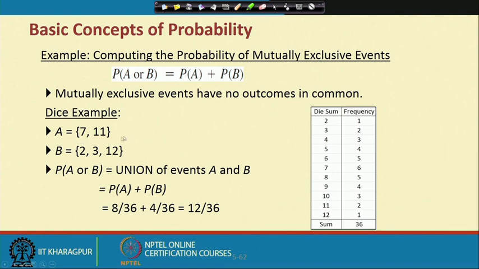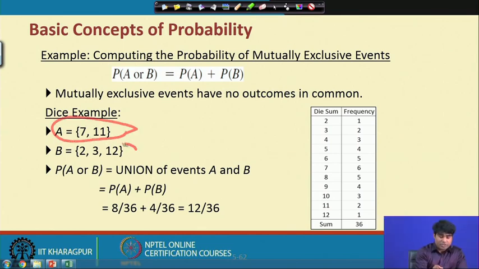Same thing here. A is the event of occurrence of 7 and 11, and B is the occurrence of 2, 3 and 12, right. 7 and 11 we have already discussed earlier, that is nothing but 8 by 36. And the occurrence of 2, 3 and 12 is 1 by 36, 2 by 36 and 1 by 36, which comes to 4 by 36. So the probability of A or B equals the probability of A plus the probability of B. Technically, the probability of A is 8 by 36 and the probability of B is 4 by 36.